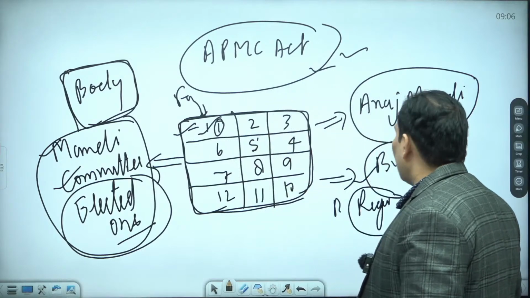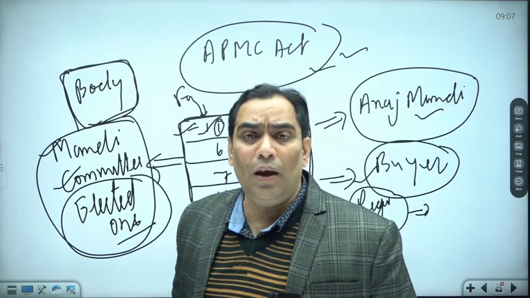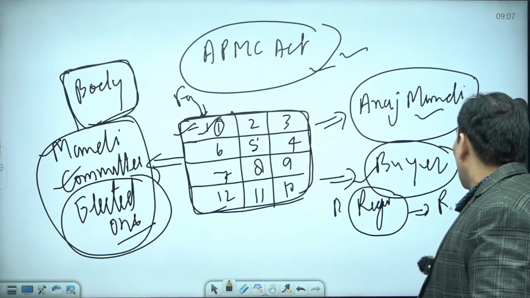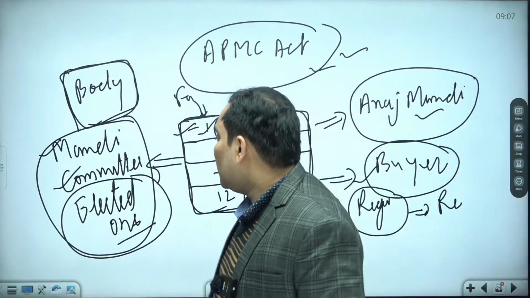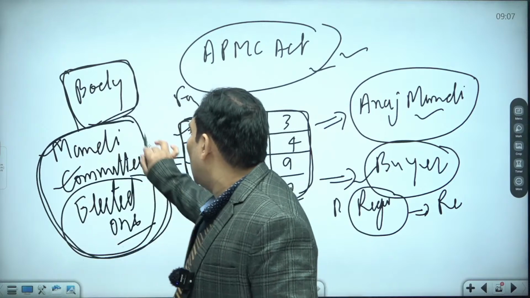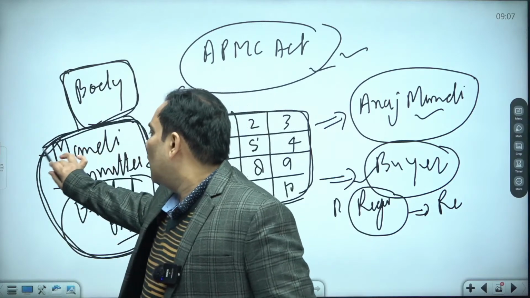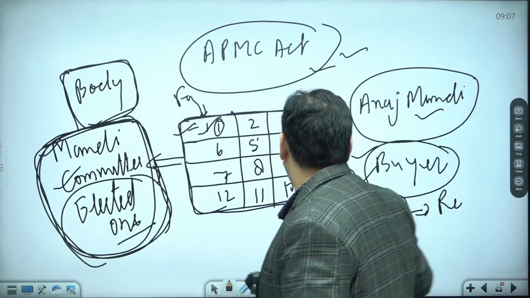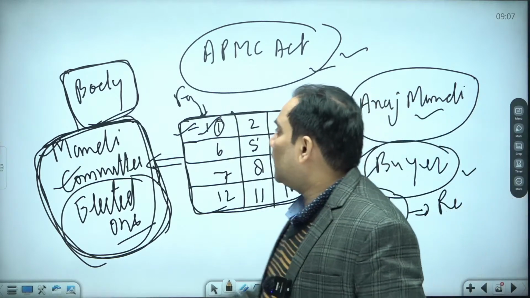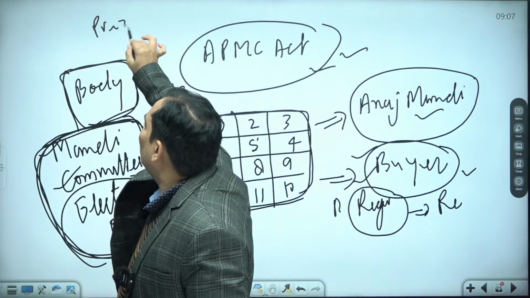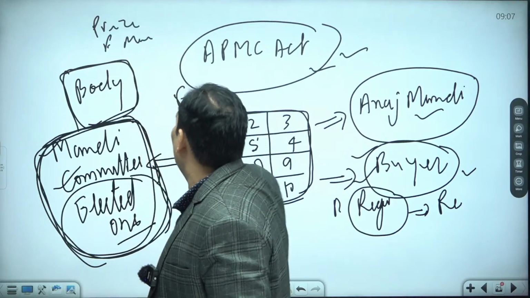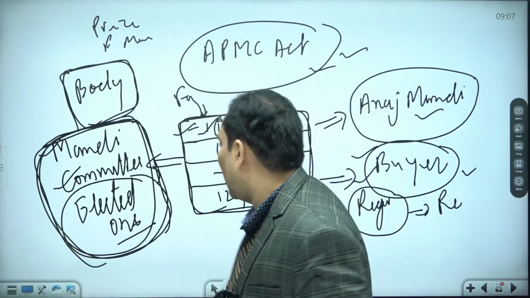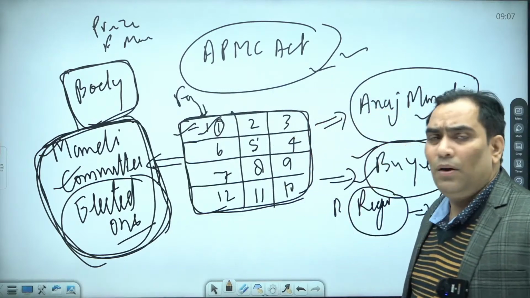Registered buyer means that not every buyer can buy the product in the Anaj Mandis. Only the registered buyer. In order to buy the product, first they have to register with this committee. Then only they can take part in the selling and purchasing activities. So there is going to be a registered buyer, and the price is going to be determined by the market forces. That is competitive. The farmer is supposed to get the competitive price. Although it was not possible, it did not happen. Why it did not happen, we will discuss, don't worry.